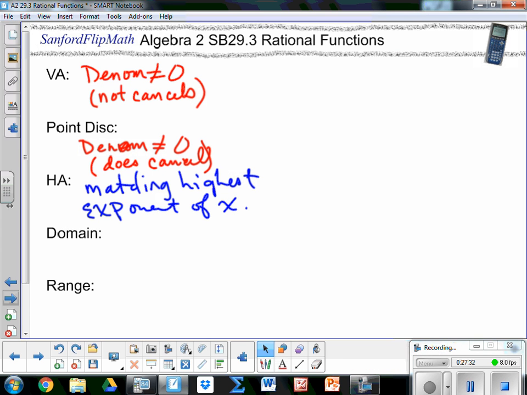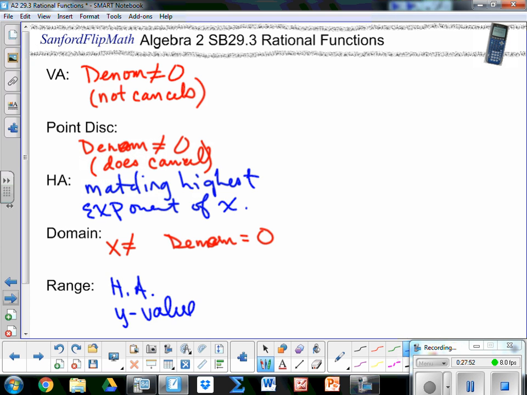Okay, and again, remember that the domain is closely related to the vertical asymptotes and the point discontinuity, so x can't be anything that makes the denominator equal to 0. And the range generally comes from the horizontal asymptotes and the y value of any hole. In other words, point discontinuity. All right, so that's my quick recap of everything.